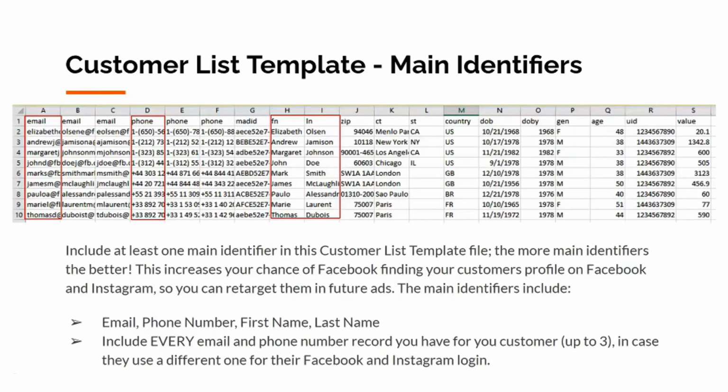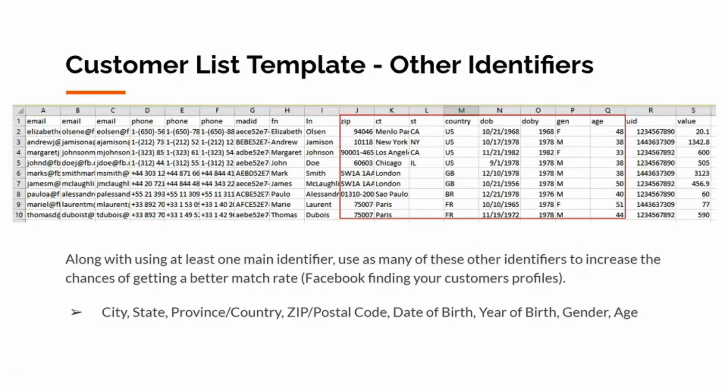The main identifiers include email, phone, first and last name. Include every email and every phone number record you have for this customer, up to 3, in case they use a different one for their Facebook and Instagram login. So as you can see, I have 3 columns of emails and 3 columns of phone numbers.